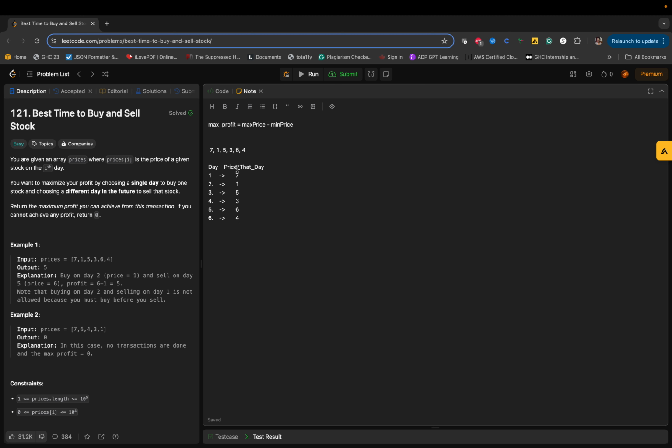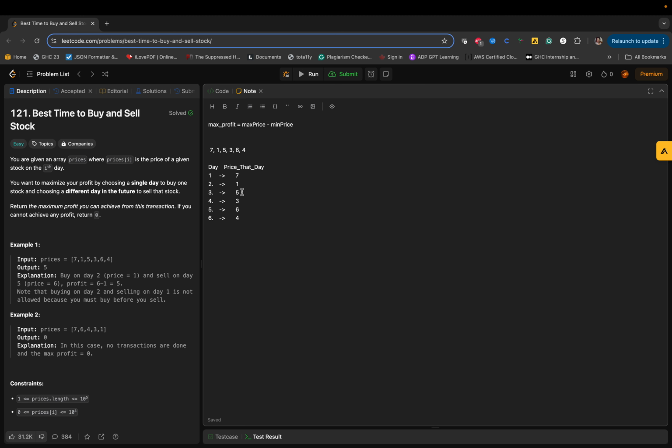So in the given case, we know that if we choose day 1 where the price of the stock is 7, you do not have any other price that is greater than 7 in any of the other given days. It's all less. So when you subtract, you're actually going to lose. You're not going to make a profit. So let's say we are selecting day 2 to buy the stock where the price of that stock is 1. Now you have the liberty of choosing another day to sell the stock where the prices are higher.